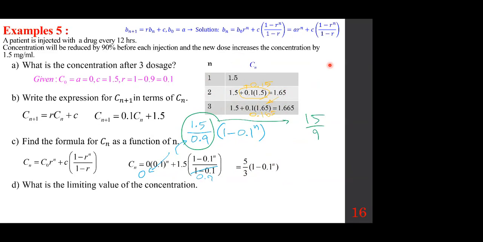Finally, what about the limit? Let's take a limit. So when you take a limit, what happens? Again, notice 0.1 is between -1 and +1. This goes to 0, 5/3 times 1 minus 0, or simply 5/3. And now put the units. Put the units and you're done.